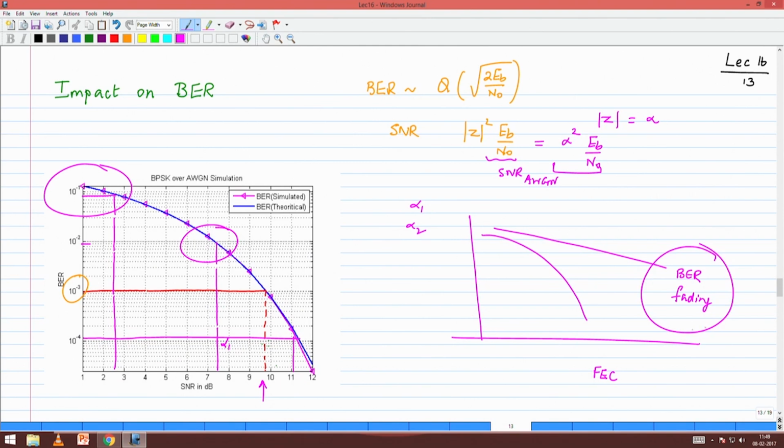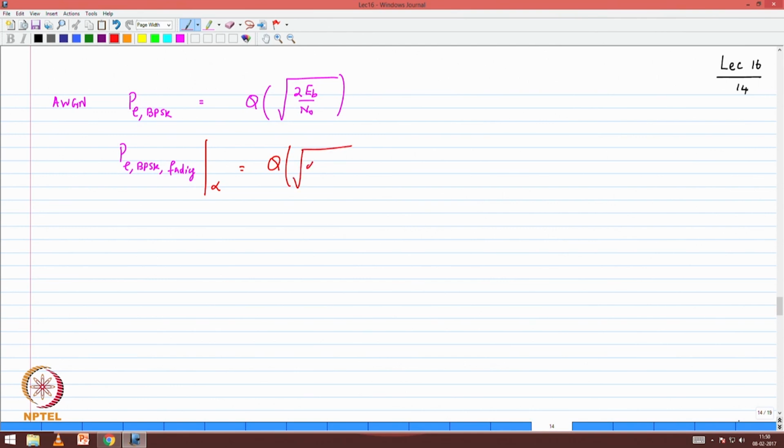Okay? So, the theoretical expressions, I will write it down and then conclude today's discussion. Probability of error of BPSK. This is performance in AWGN channel. This would be given by Q of square root of 2 Eb by N naught. Now, the same thing in fading environment. Probability of error in BPSK in fading. Immediately you should ask, what is the value of alpha? Given a particular value of alpha that is introduced by the fading, this would be given by Q of square root of alpha squared 2 Eb by N naught.